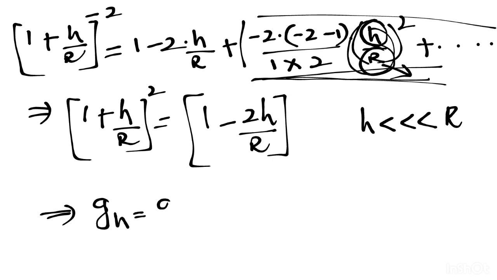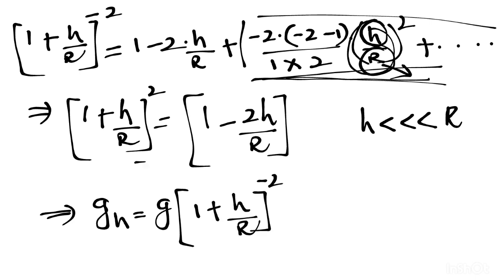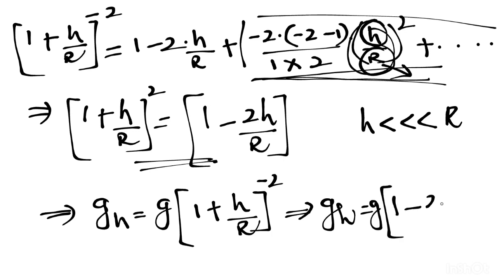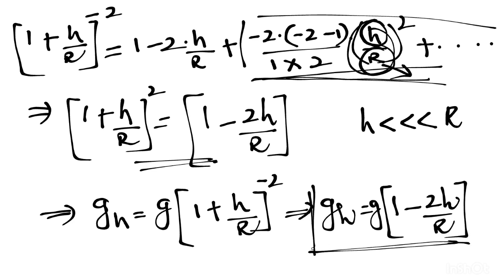And that gh, we have g into (1 plus h by r) power minus 2. From this we can write gh is equal to g into (1 minus 2h by r). This is the expression for acceleration due to gravity when the body is at a certain height h.